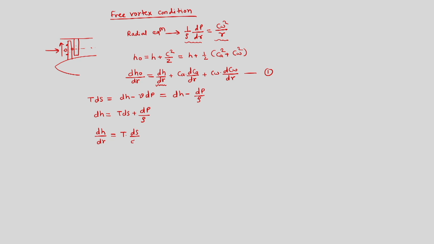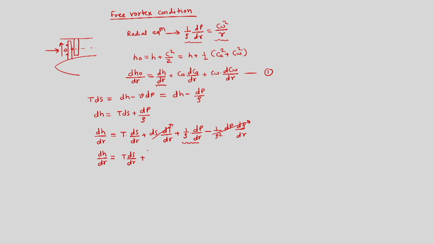T into ds by dr plus ds into dT by dr plus 1 upon rho into dP by dr, minus 1 upon rho square into dP into d rho by dr. This would be the term, but this term is second order, further this term is also second order. For the sake of convenience, we will neglect them, their magnitudes being very small. So, we get dH by dr is equal to T into ds by dr plus 1 upon rho dP by dr.